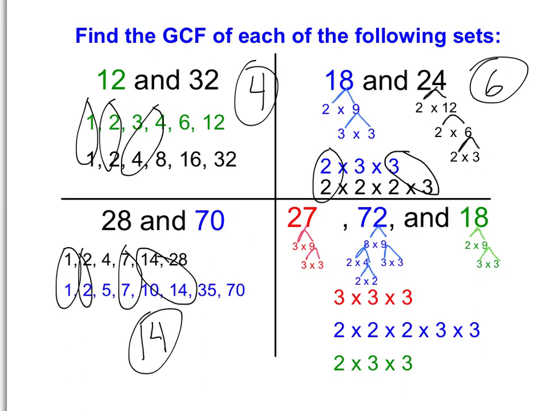A lot of kids think they can do this in their head, but I would have to say if you tried doing that in your head, you probably would have picked 7. Most people wouldn't have thought to go with 14. And the last one, they all have two 3s in common, so that's going to be 3 times 3, which is 9.